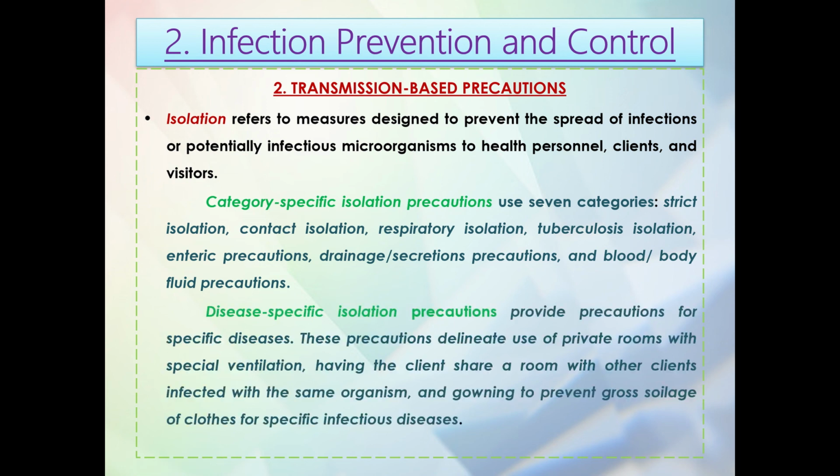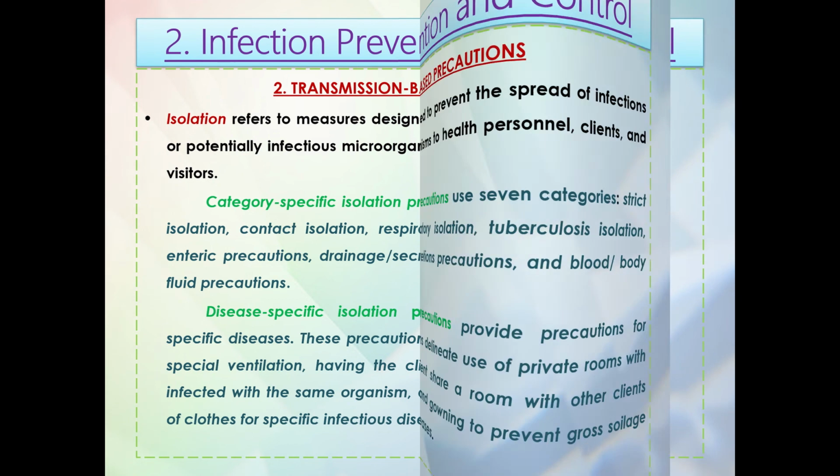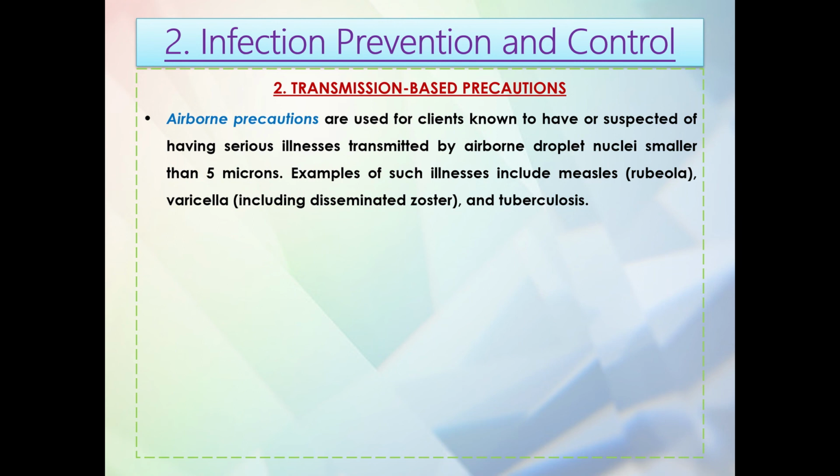Second one is disease-specific isolation precaution. Provide precautions for specific diseases. So these precautions delineate use of private rooms with special ventilation, having a client share a room with other clients infected with the same organism, and gowning to prevent gross soilage of clothes for specific infectious diseases. So these are the types of isolation. But our focus here is the transmission-based precaution. So balik tayo sa ating 3 types or 3 na measures under transmission-based precautions.